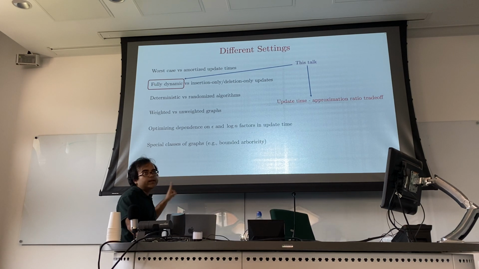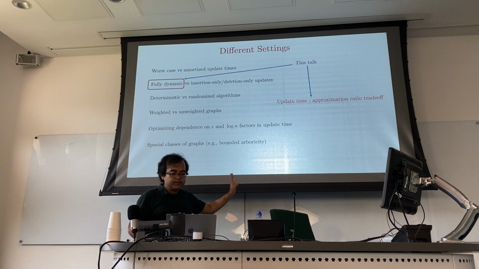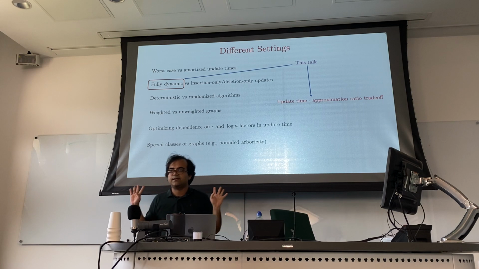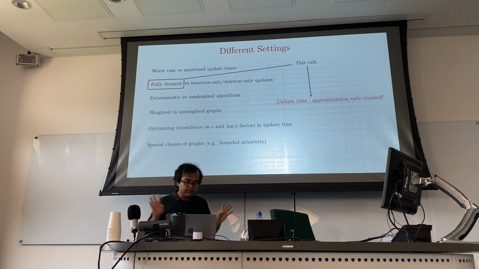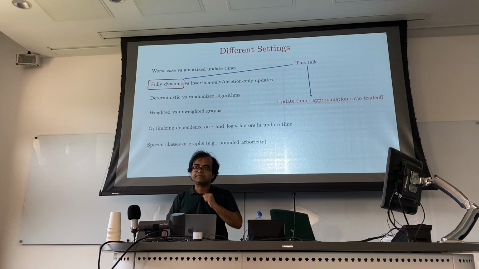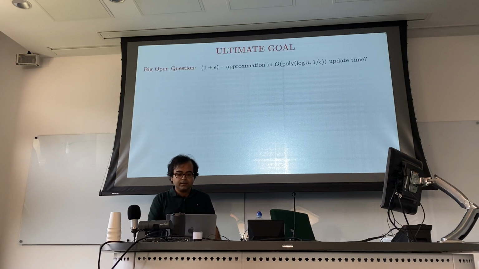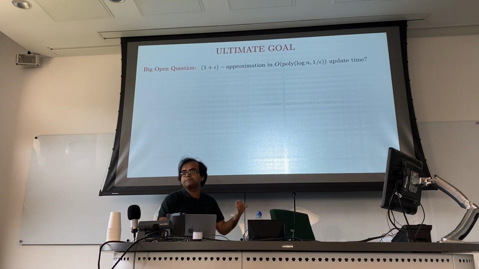I will just focus on fully dynamic updates. So we allow for both insertions and deletions. And we just want to look at the trade-off between update time and approximation ratio in the setting that I described, so as not to overwhelm you with various details. Now, with this vantage point, what is our ultimate goal in this topic? The ultimate goal is to get a 1 plus epsilon approximation dynamic matching algorithm that runs in polynomial in log n and 1 over epsilon update time.